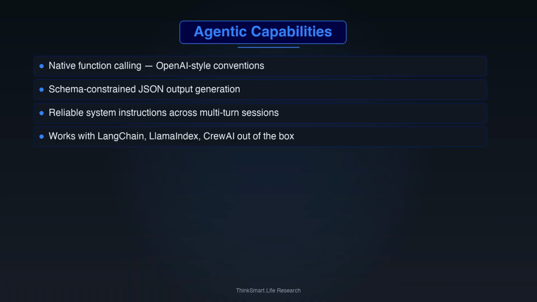Agentic capabilities. Native function calling using OpenAI-style conventions. Schema-constrained JSON output generation. Reliable system instructions across multi-turn sessions. Works with LangChain, LlamaIndex, and CrewAI right out of the box.